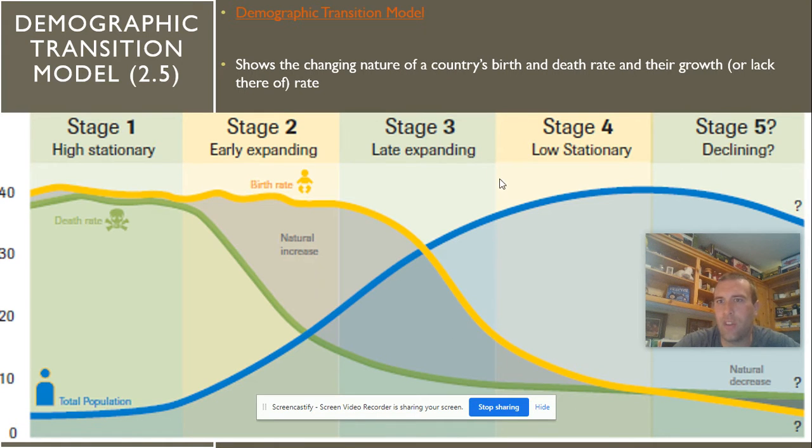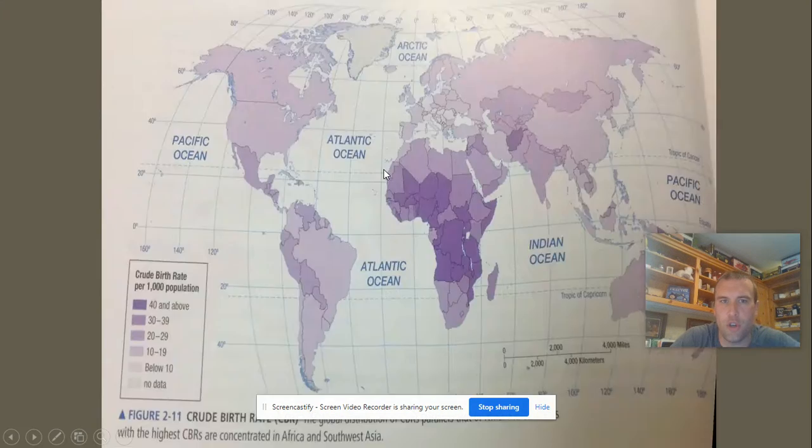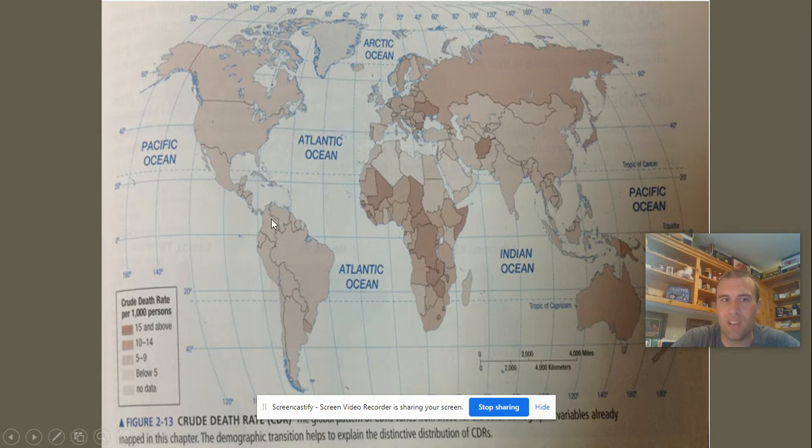Now, besides the transition from 4 to 5, there's no magical number with your crude birth and your crude death, and now here's where you are with things. No, that doesn't exist. So, if I look at some maps that I'm going to show you, and you've actually already seen these maps, I can tell you if I put these two maps together, crude birth and crude death. But then again, there are some gray areas.